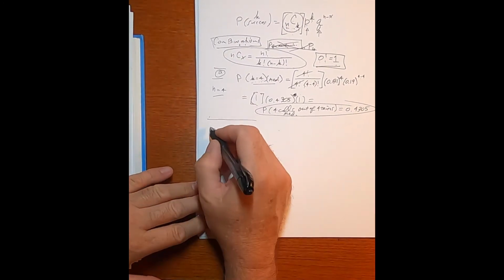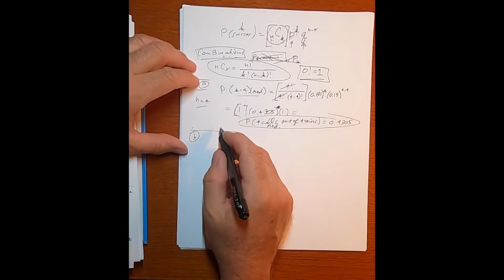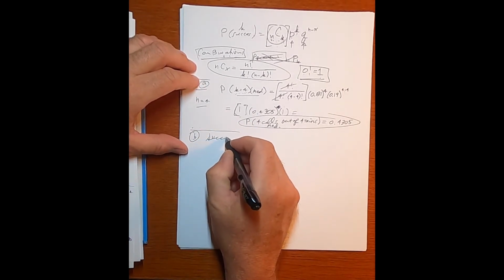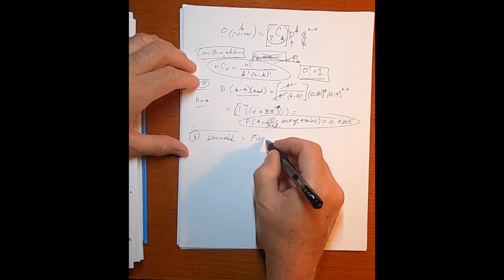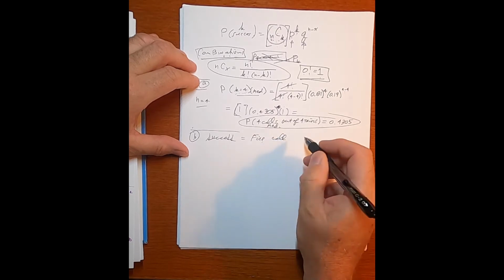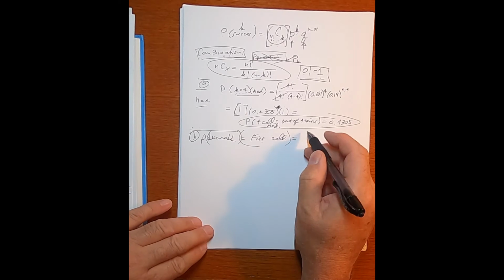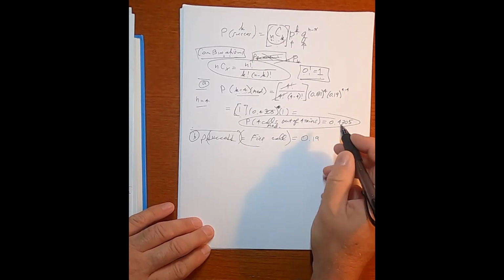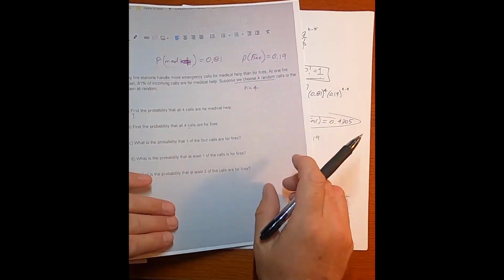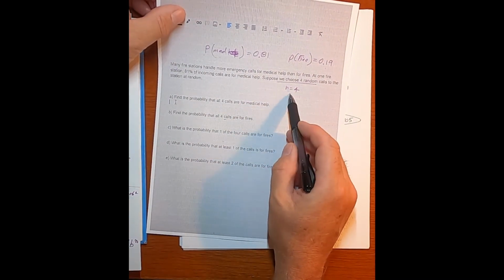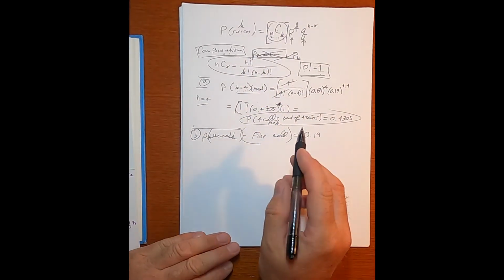Okay, so that would be part B. Now we're going to just have to change what we call success. So here I'm going to say success equals a fire call, and that probability of success for a fire call would be equal to 0.19. So there's your probability. Again, same thing. We're monitoring 4 calls, so n is 4, it doesn't change. So we're going to run this equation again.